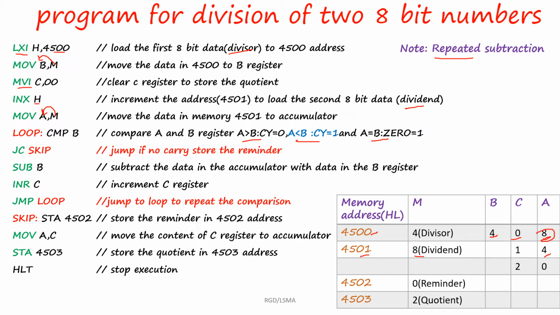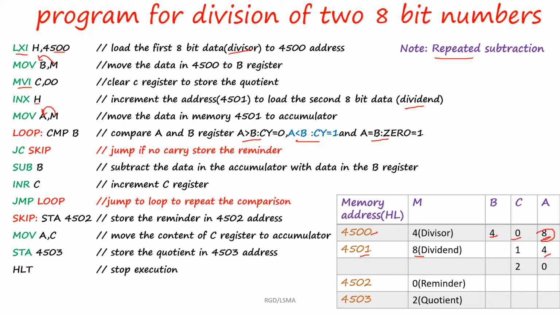Now after getting these two input data, I can do a compare operation. What are you going to compare? You are going to compare A and the B register. Now we can check whether A is greater than B. If A is greater than B, there is no carry generated. So what is the A value? A is 8 and B is 4. So 8 is greater than 4.